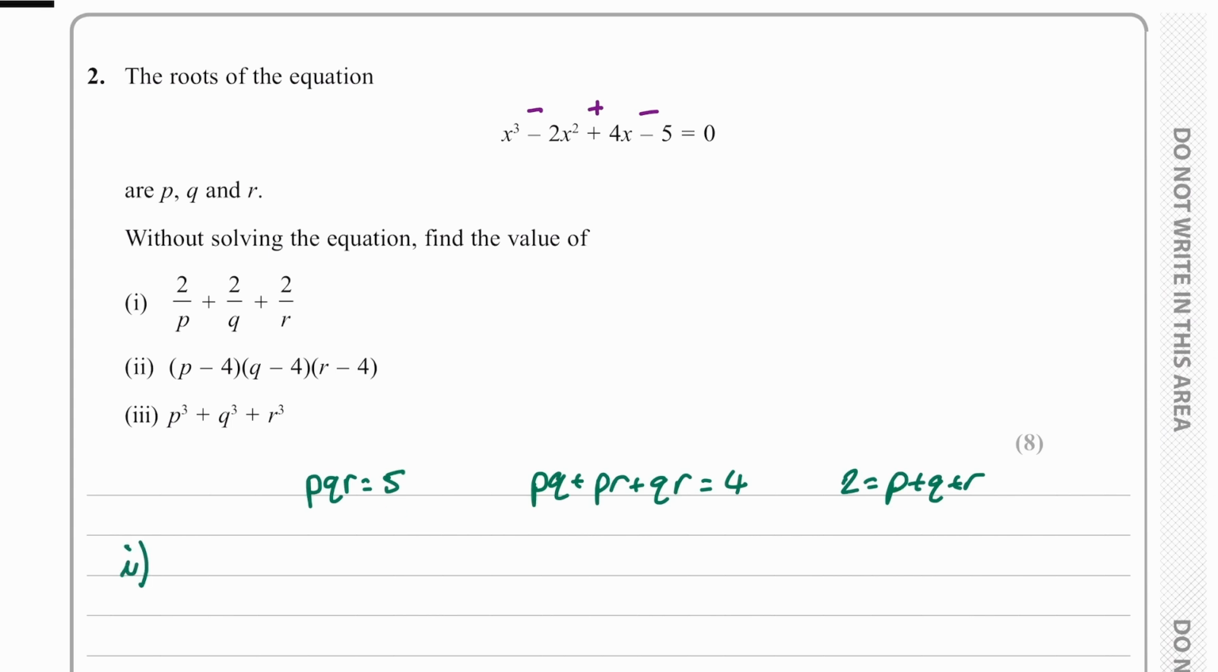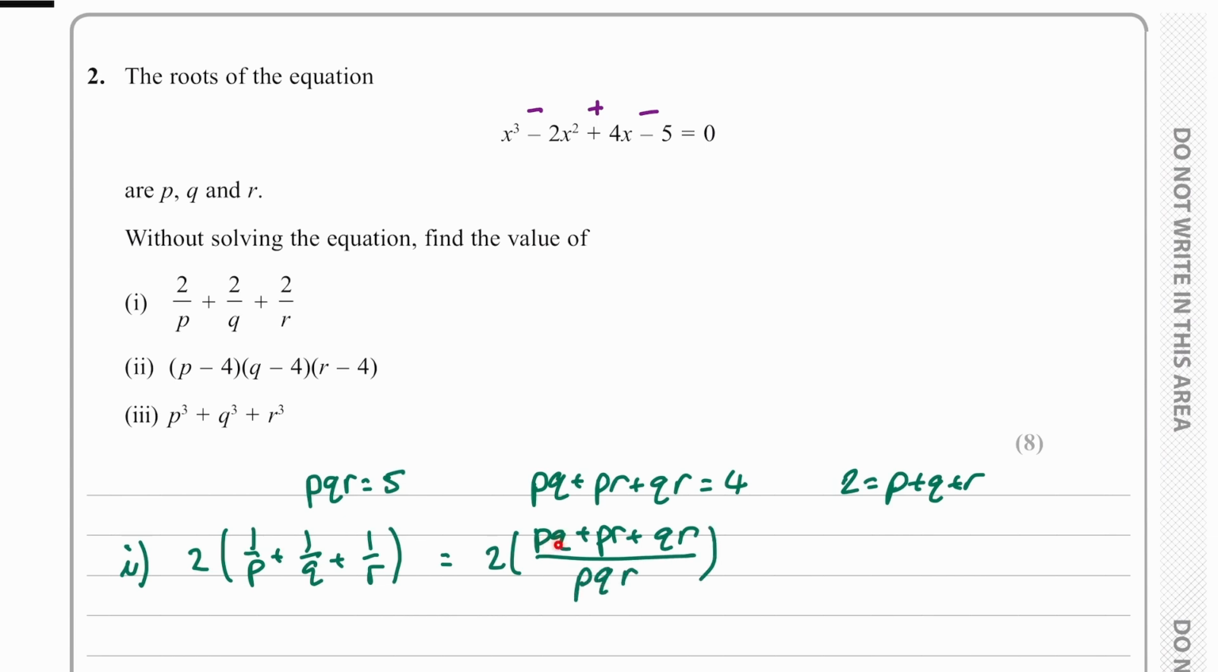So the first thing we can do is pull out this 2, so we get two lots of 1 over p plus 1 over q plus 1 over r. Now we can make this expression by dividing pq plus pr plus qr by pqr.